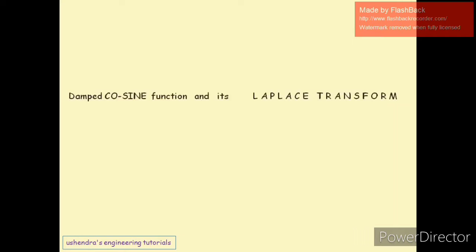It's a damped cosine function and its Laplace transform. So what is a damped cosine function? It's a continuation to yesterday's video. It was sine in the previous video and it's a cosine function over here. The proof is very much similar to that, so let's finish within a few steps.